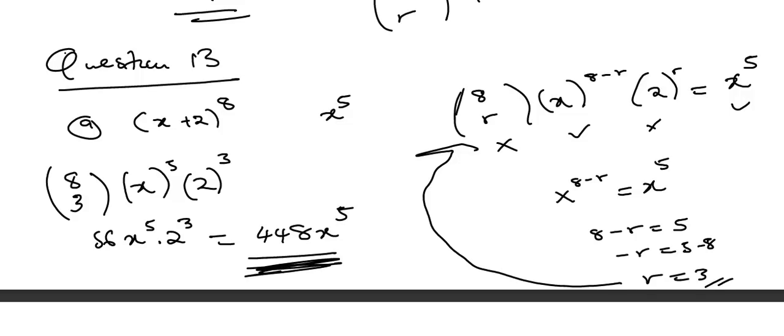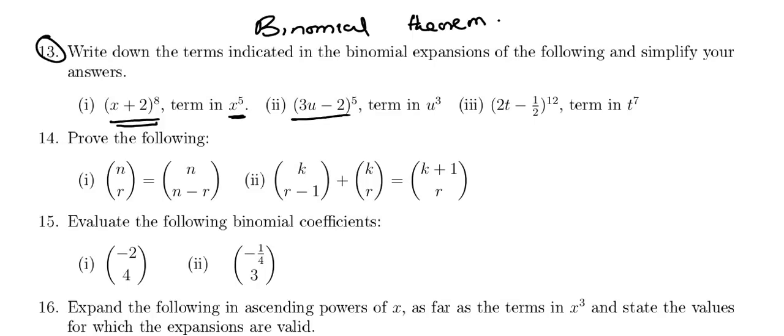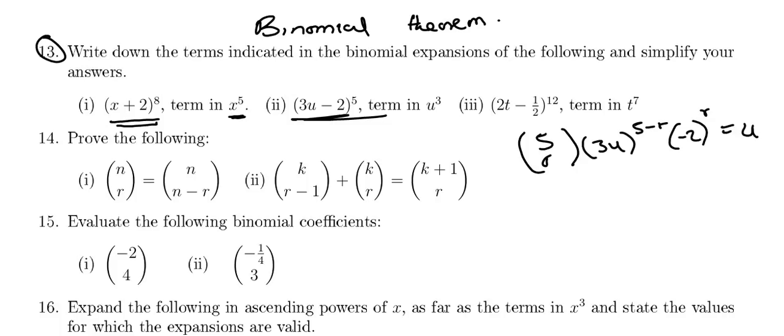The same applies to the next one. So here I'll do everything on number 13. The next one again, the wanted term has u to the power 3. Again, we'll do the same. We'll say 5 choose r. We don't know what r is. 3u to the power 5 minus r, and negative 2 to the power r is equal to u to the power 3.